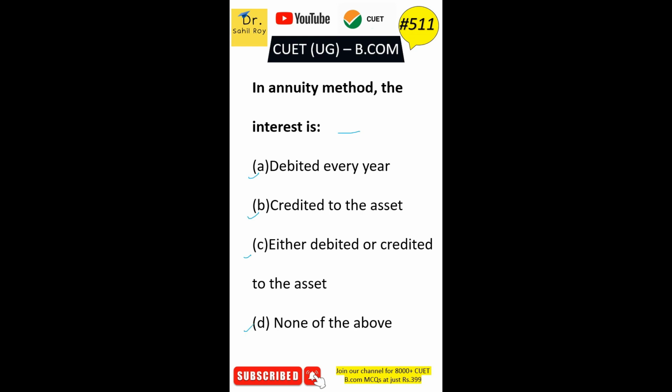इस क्वेश्चन का सही आंसर है in annuity method the interest is debited every year. Option A is the correct answer for the given question.